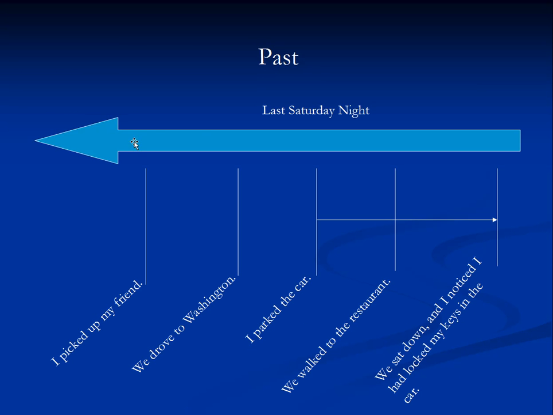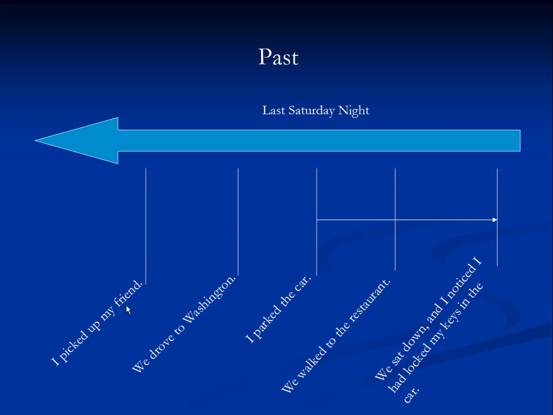Now here's our past section of the timeline, and we're going to focus on last Saturday night. Just a span of time that has to do with Saturday night, so we know we're in the past. And the line here, this vertical line, the first one is a more distant past, and the last one to the right is a more recent past. So let's go through the story here.